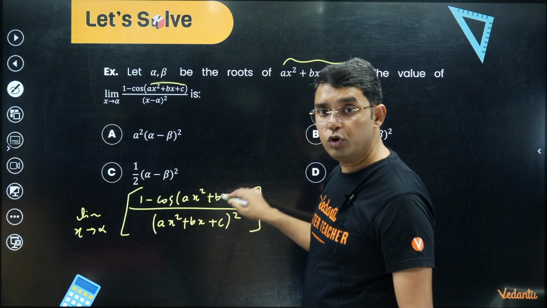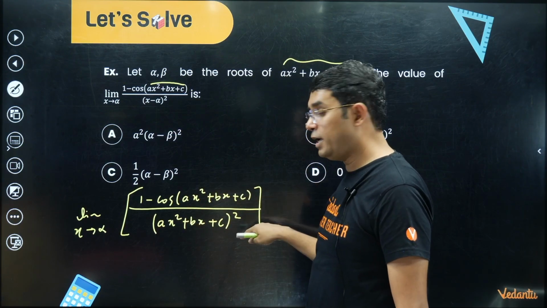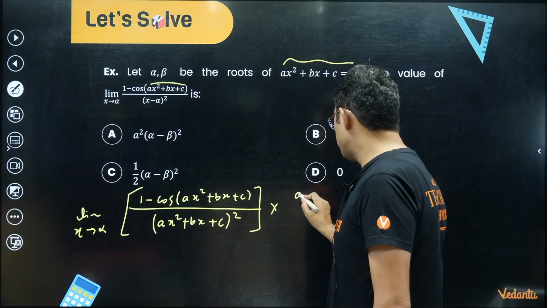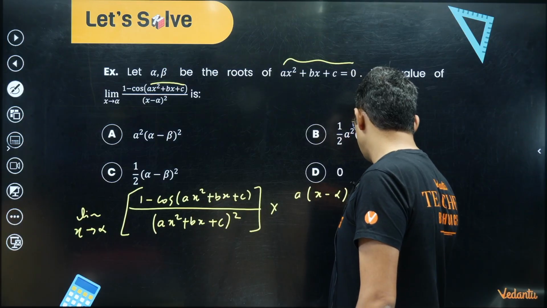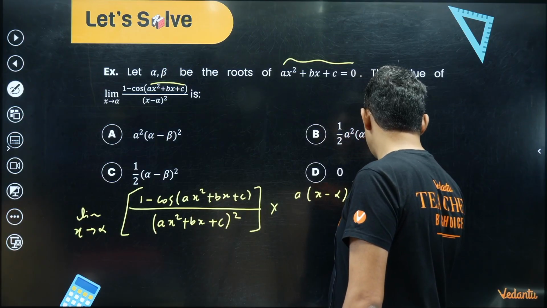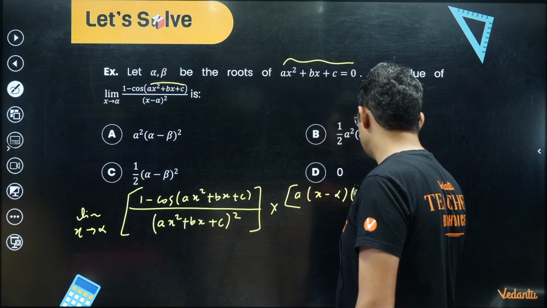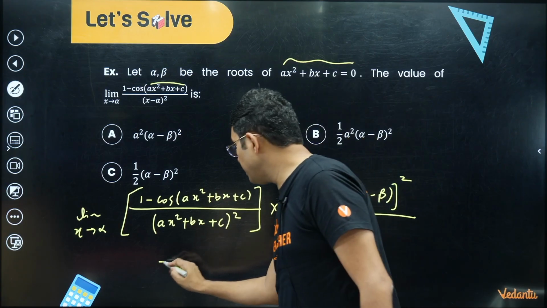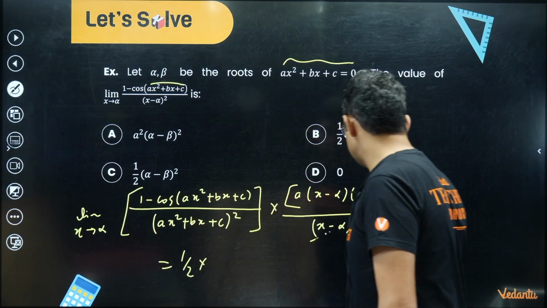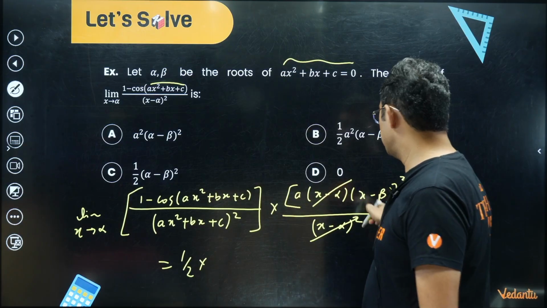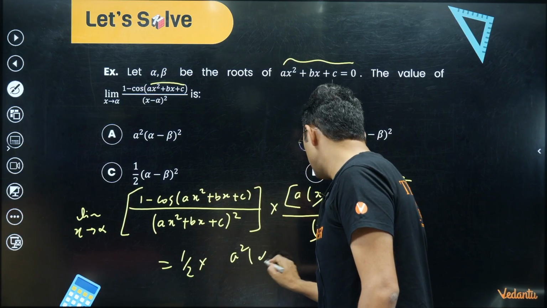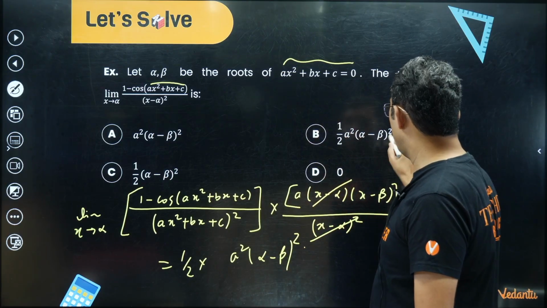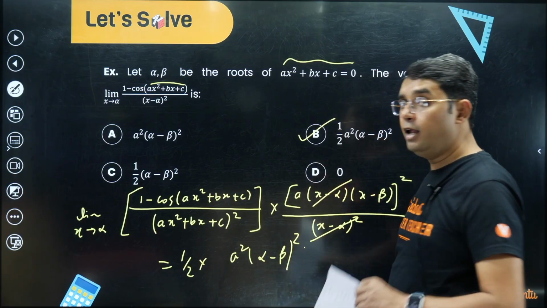This will be 1 upon 2 times (1 minus cos x) upon x square. For that I have to multiply by this quadratic, which I can write as a into (x minus alpha) into (x minus beta) using the factor theorem. This upon (x minus alpha) whole square. Now this will become equal to half. This will cancel. Now putting x is equal to alpha will give you a square into (alpha minus beta) whole square. So the answer of this question should be half a square into (alpha minus beta) square.